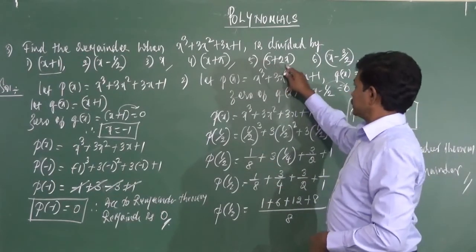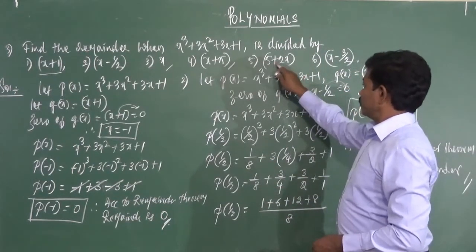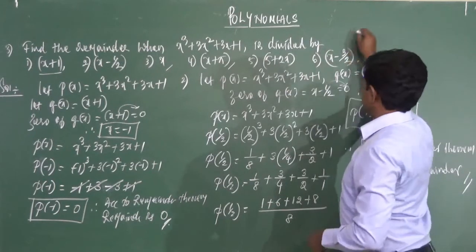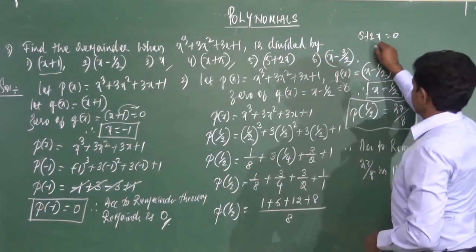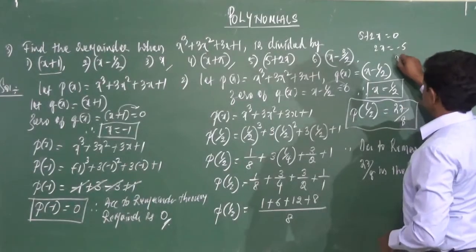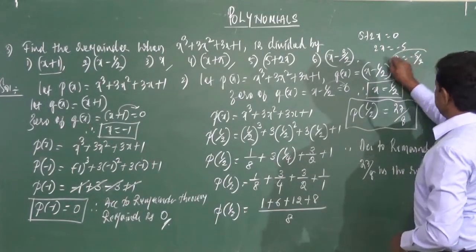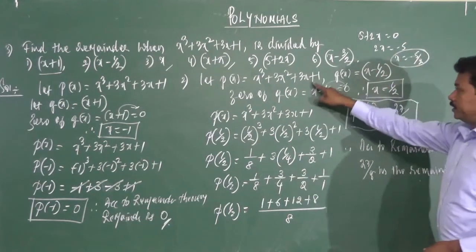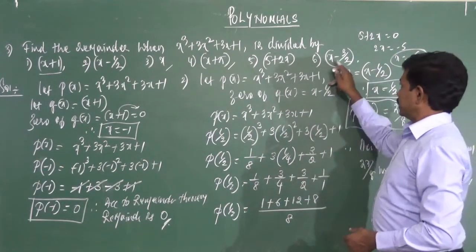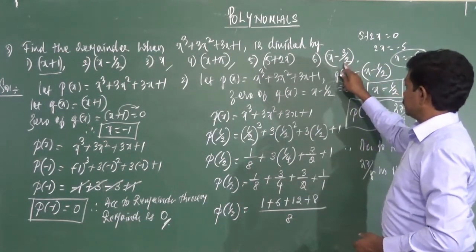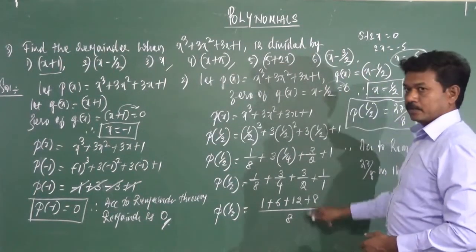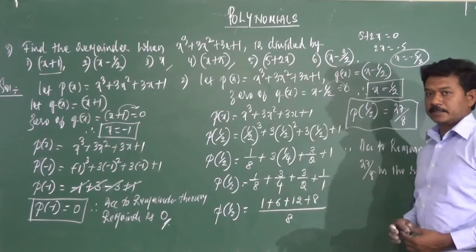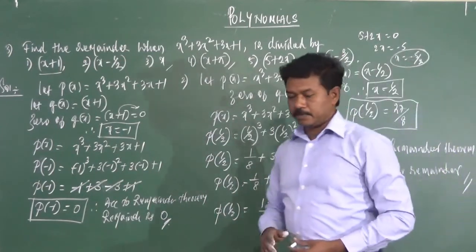Then 5 plus 2x is equal to 0. It becomes like this, right? So 2x is equal to minus 5, x is equal to minus 5 by 2; this is the zero. Substitute this in p of x and go on simplifying that. Again, x minus 3 by 2 is equal to 0, so x is equal to 3 by 2. Substitute the value in this, go on simplifying, and you will get the remainder, right? So these are very important problems.